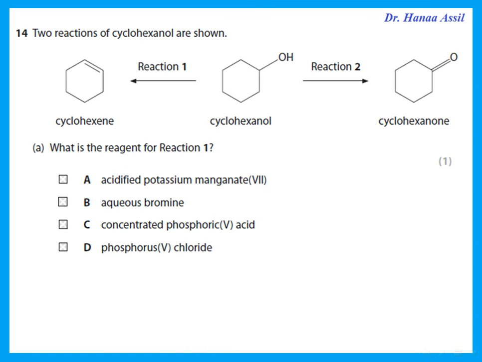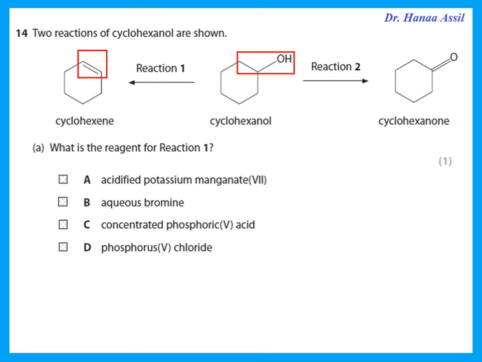Two reactions of cyclohexanol are shown. What is the reagent for reaction 1? Okay, let's look at reaction 1 and be careful with the direction of the arrow. What we have is an alcohol changing into an alkene, and that means this is removal of water to give an alkene. If I want to change alcohol to alkene, I need a concentrated acid.